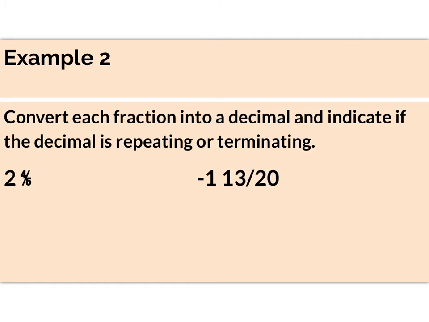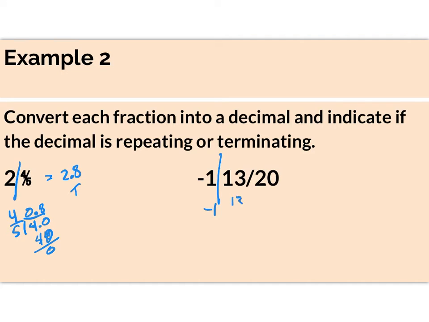Example 2. Convert each fraction into a decimal and indicate if the decimal is repeating or terminating. Okay, so here's a trick with mixed numbers. That's a fraction with a whole number. Ignore the whole number part, and this is negative 1 and 13 over 20. So we're just going to deal with the 4/5. 5 goes into 4 0 times. Add a decimal and a 0, because all numbers are understood to have a decimal after them. 8 times 5 is 40. So 2 4/5 equals 2.8. And this is obviously terminating.